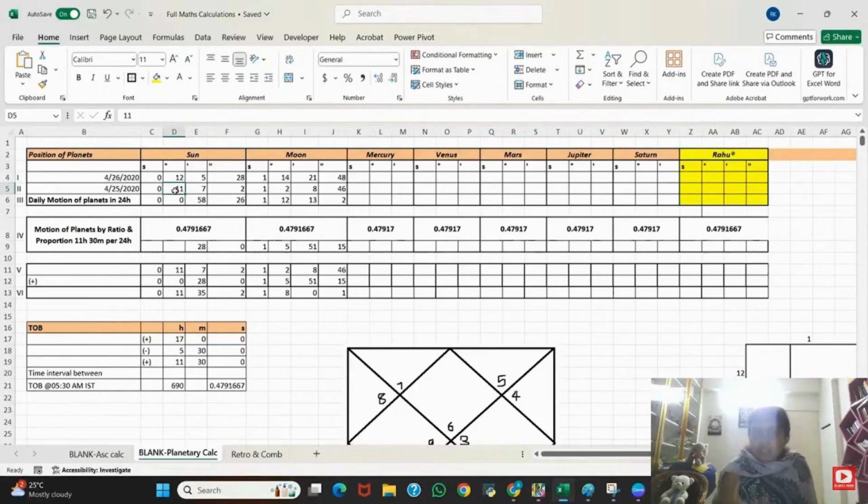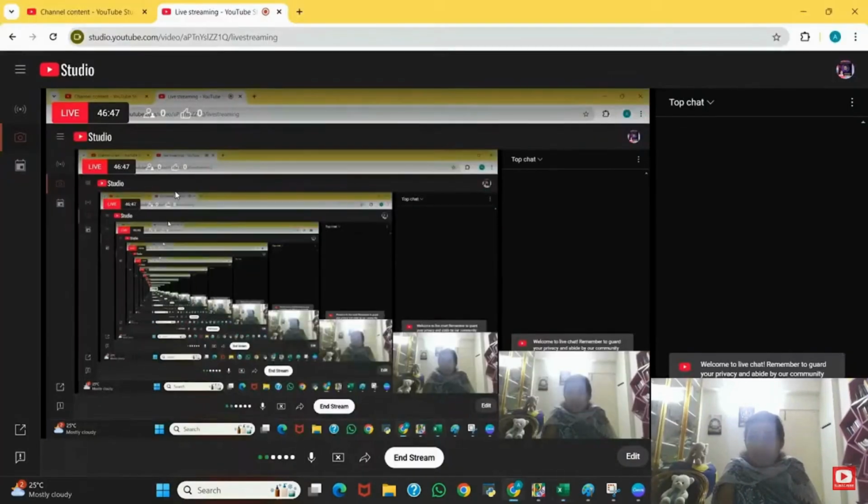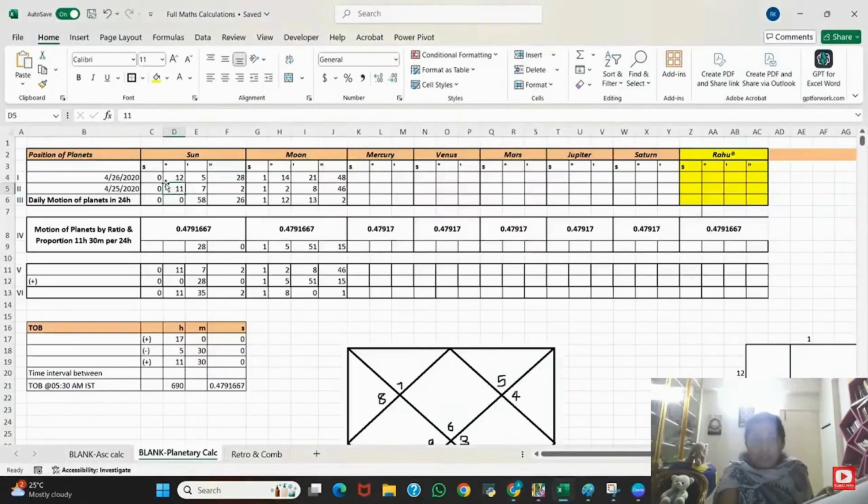That's the reason I have taken April only, so that people don't get confused with the sign, because usually it is observed that people get confused with the 0 sign, first sign or second sign. So 0 sign past 12 degree 5 minutes 28 seconds, and 0 sign past 11 degree 7 minutes 2 seconds. When we calculate the daily motion of the planet in 24 hours, how much Sun has covered in one day, I get 58 minutes 26 seconds. The standard motion of a planet like Sun is 1 degree per day, but on this particular day we can see that it is 58 minutes 26 seconds.